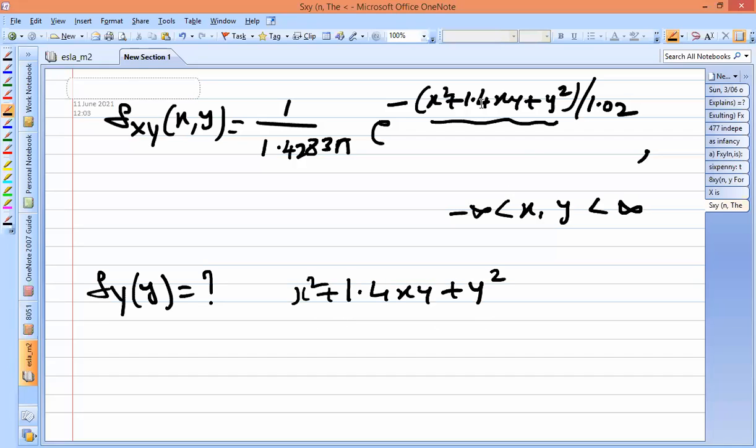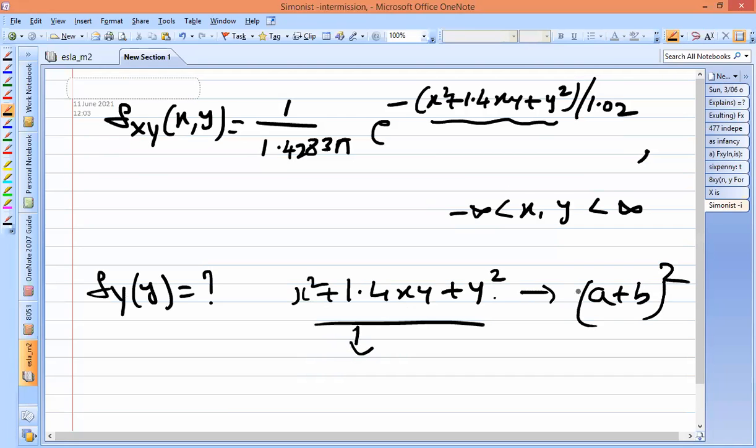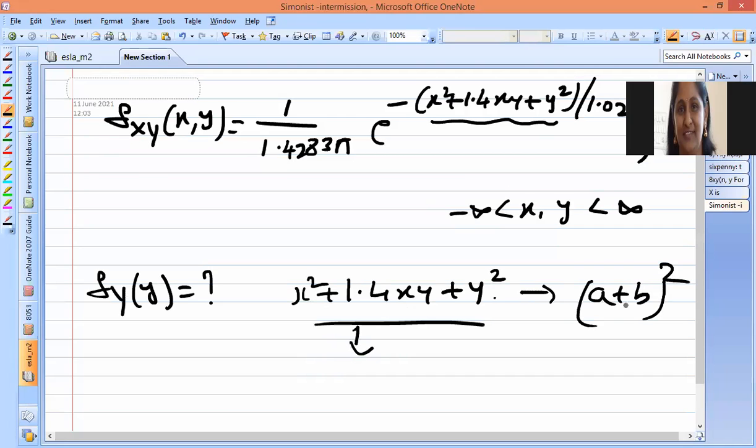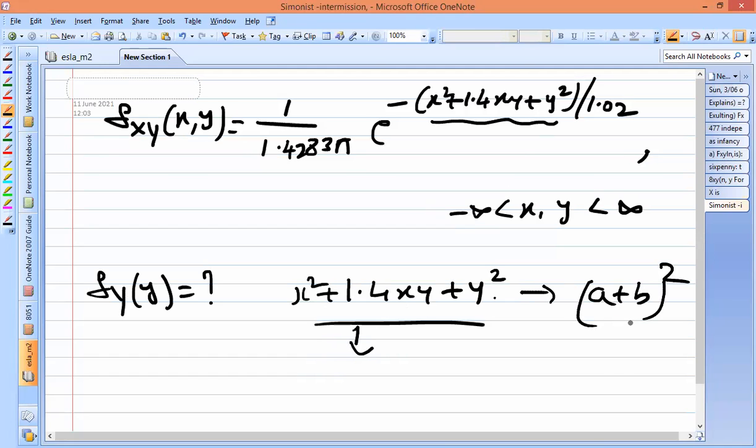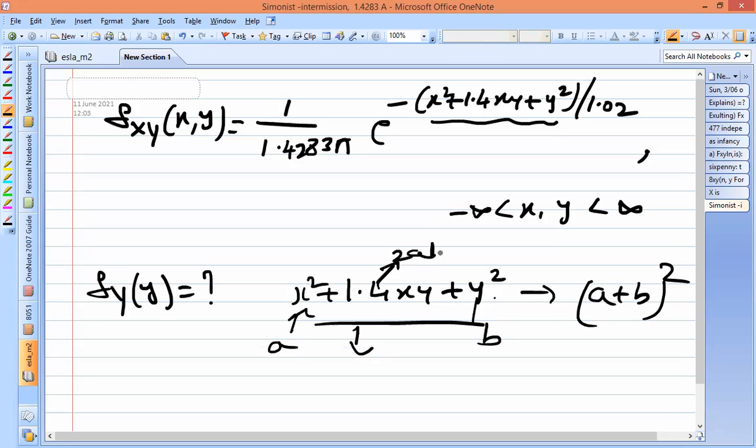As you know, the completing the square technique is about writing the expression in the form of a plus b whole square. Here a plus b whole square is nothing but a square plus b square plus 2ab. So if you observe this equation, we can take x as a and y as b, and then the middle term can be taken in terms of 2ab.